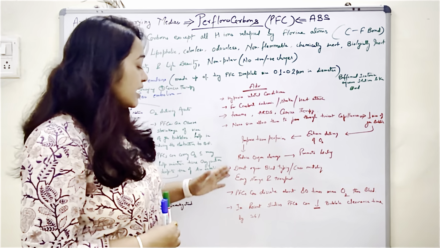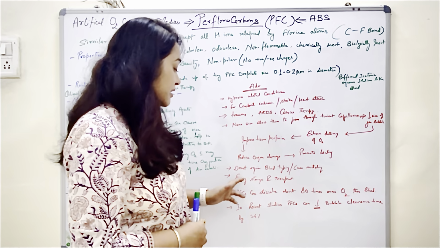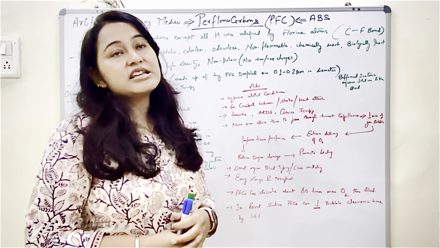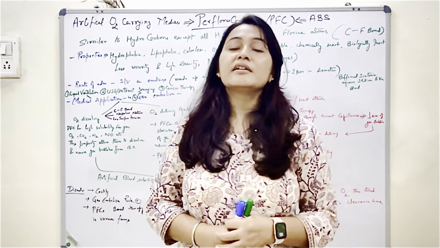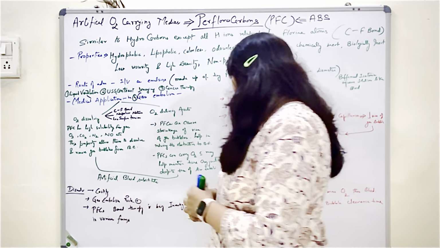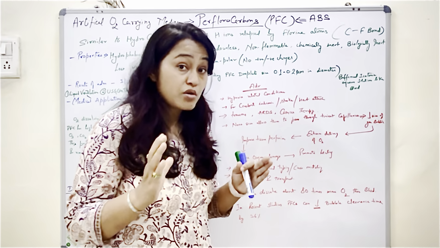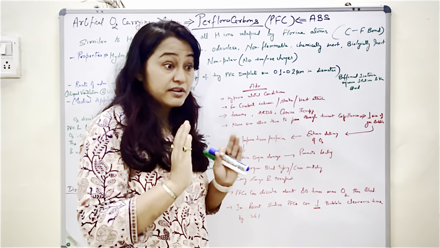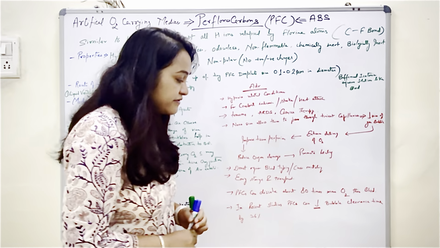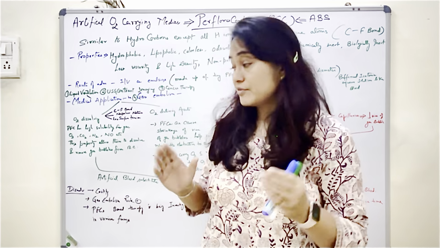Okay, right, it does not require blood typing or cross matching. Easy storage and transport. We can store PFCs for more than 1 year and at room temperature without the need for refrigeration. Okay, then PFC can dissolve about 80 times more oxygen than blood. It is a very, very useful property of PFC. And in a recent study, PFC can reduce the bubble clearance time by 36%, right?